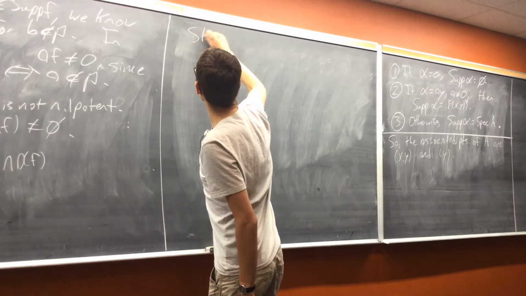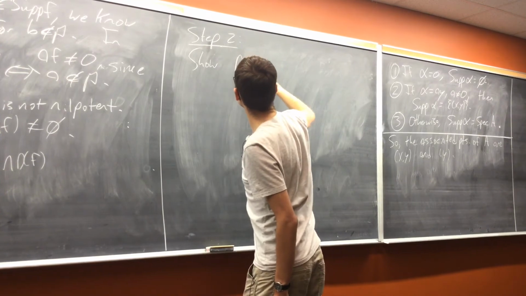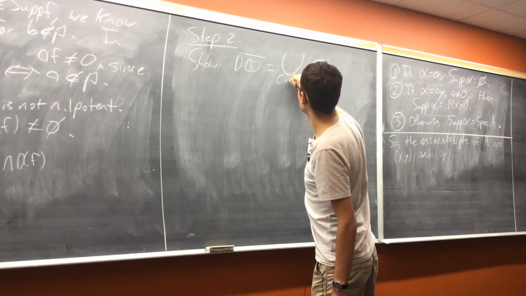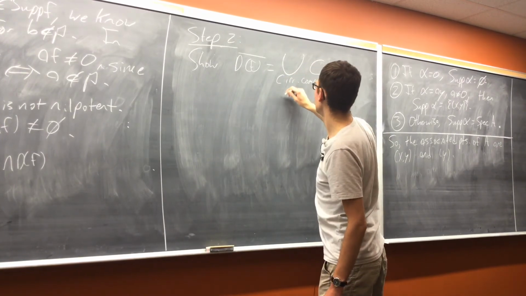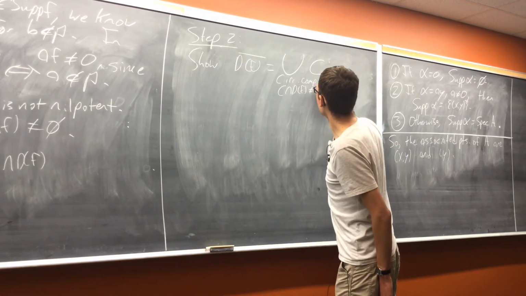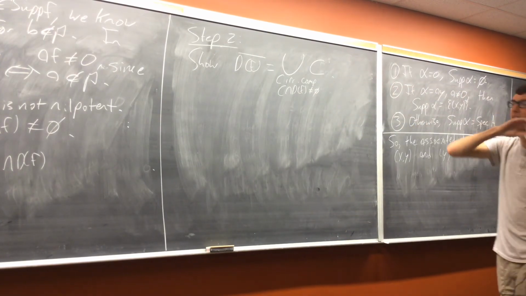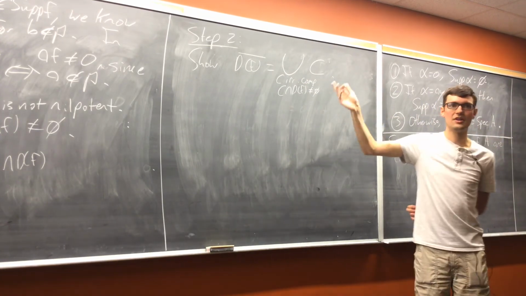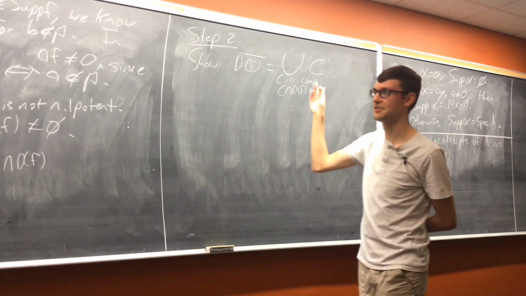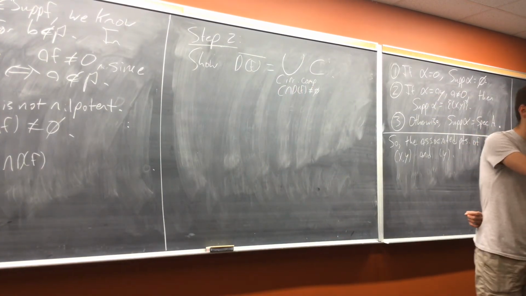Step two. So we show the closure of dF is just the union of these C's, where C is an irreducible component of spec A, such that C actually meets dF. If I can do this, then I know that all the supports of all my elements are unions of these things. And all of these are irreducible components of spec A. And so the only generic points I'm going to get are the ones that come from those irreducible components. So it'll be done if I can show this. Okay.